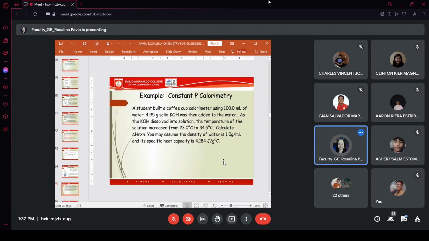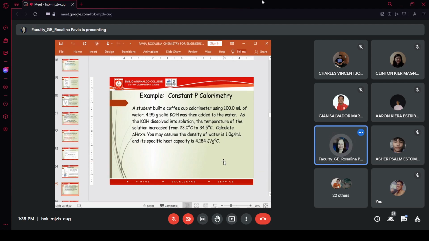A student built a coffee cup calorimeter using 100 milliliters of water. Dinagdagan ng 4.95 grams of solid potassium hydroxide. Okay? So what will happen? As the KOH dissolved into solution, the temperature of the solution increased from 23 degrees Celsius to 34.5 degrees Celsius. Calculate delta H of the reaction. You may assume the density of water is 1 gram per ml and its specific heat capacity is 4.184 joule per gram degree Celsius. Okay? So, hahanapin natin dito yung delta H ng reaction.